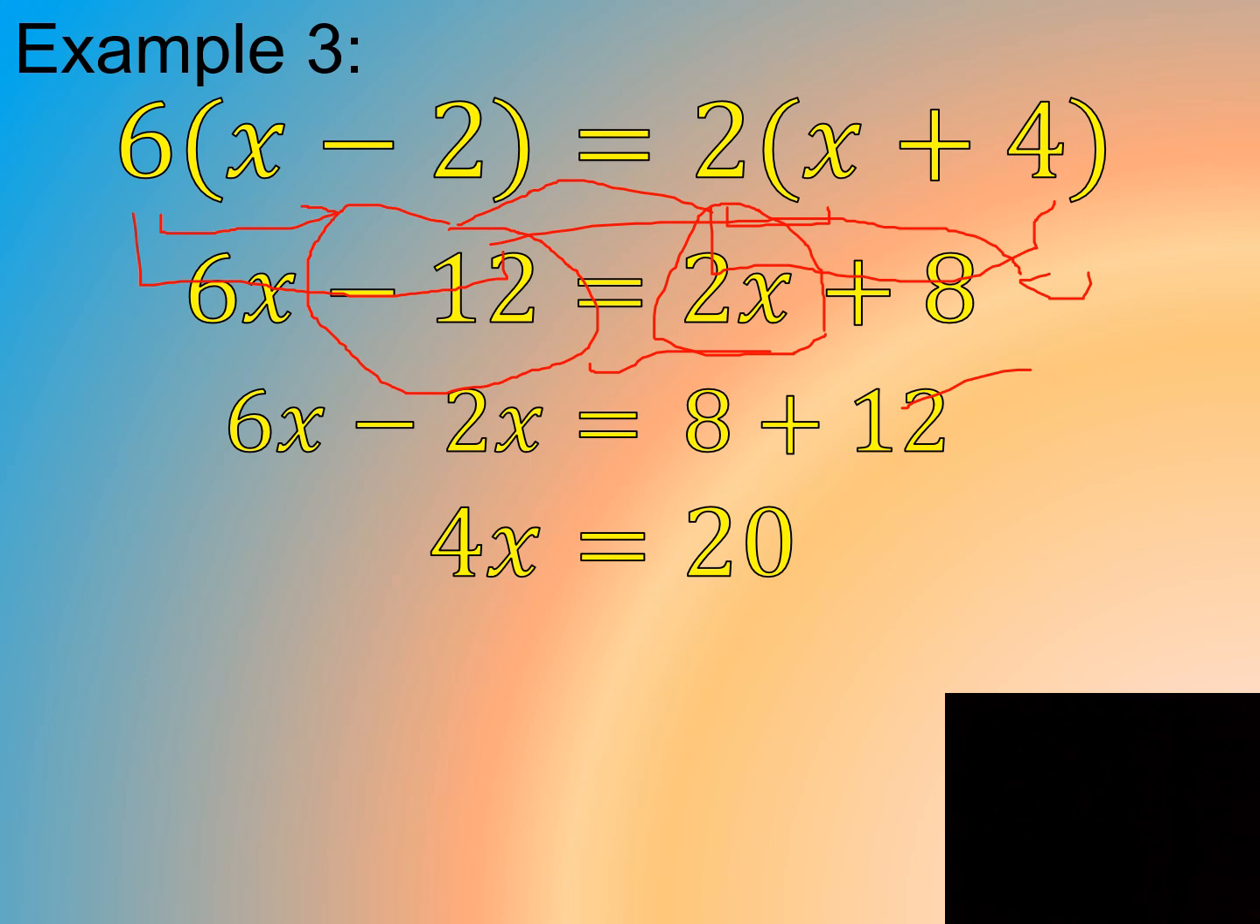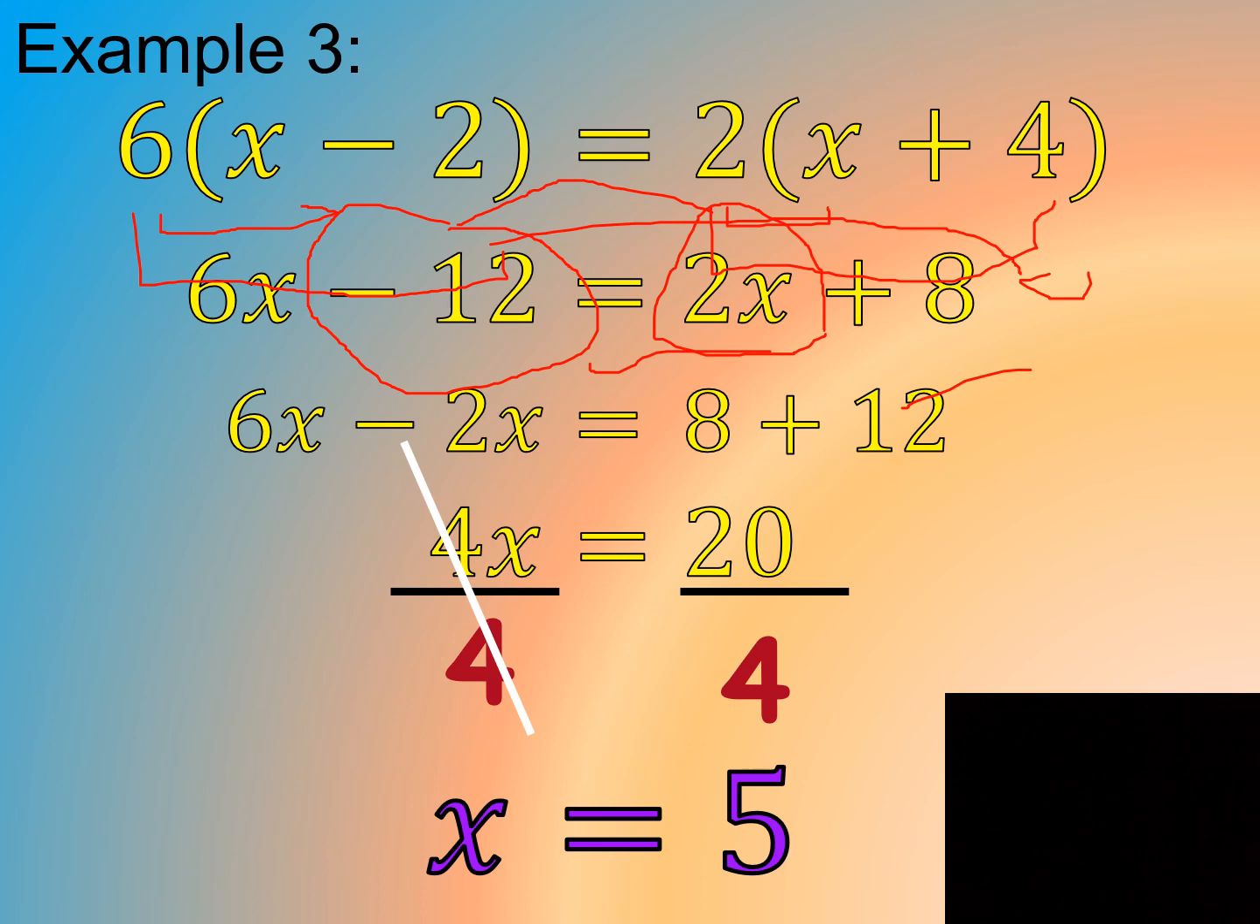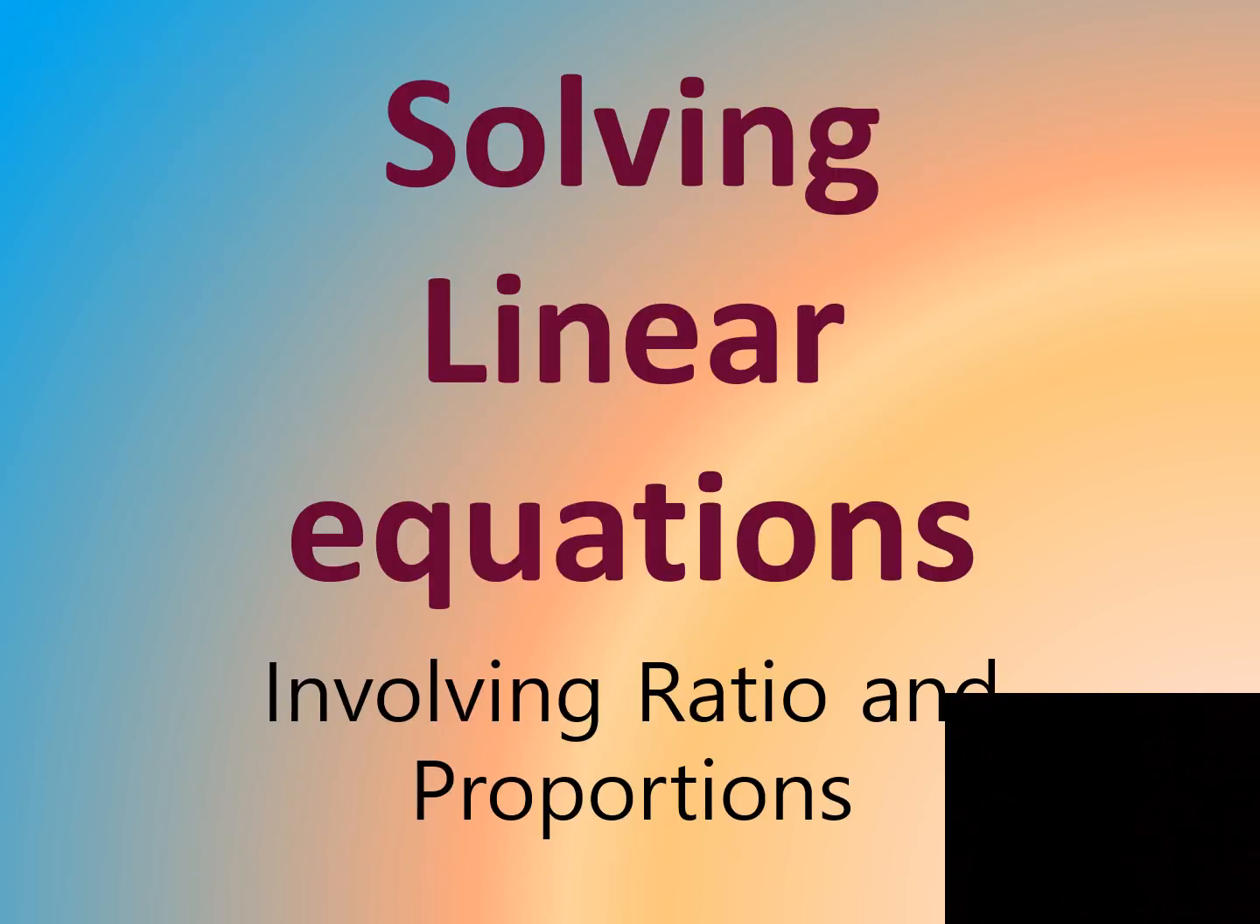Now we have 4x is equal to 20, and then we divide both sides by 4. So we cancel 4 and 4. So x now is equal to 5. Next, we solve equations involving ratios and proportion. Proportion expresses that two ratios are equal. So what if the equation involves a proportion? How do we get the value of that variable?